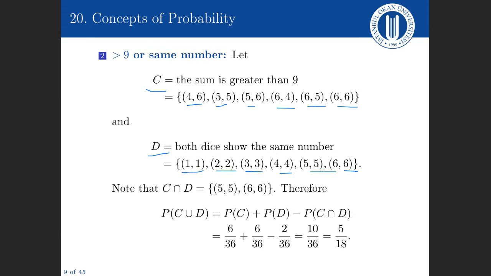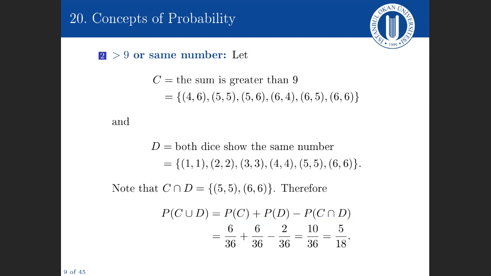Now, before we go on, note that the intersection between these two sets is not the empty set. 5, 5 and 6, 6 are in both sets. Now we're going to use the formula. The probability of C union D is equal to the probability of C plus the probability of D minus the probability of C intersection D.